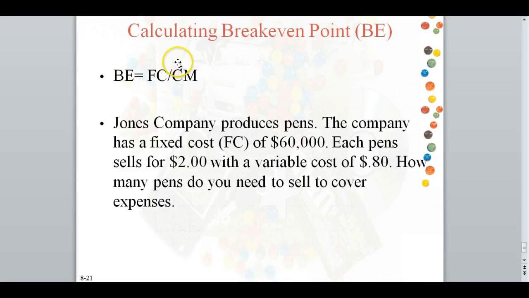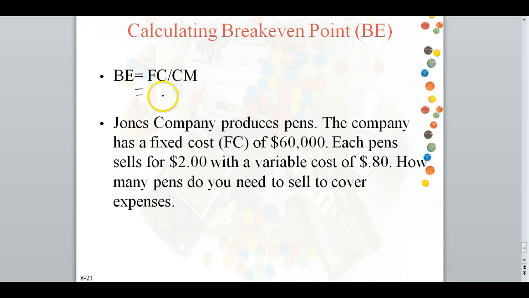So now calculating a break-even point. How many of those pens do we need to sell, given our contribution margin of each pen, in order to cover our expenses of being a company? So the break-even equals our fixed cost divided by our contribution margin. So Jones Company produces pens. The company has a fixed cost of $60,000 a month. Each pen sells for $2 with a variable cost of 80 cents. So how many pens do you need to sell to cover your expenses?